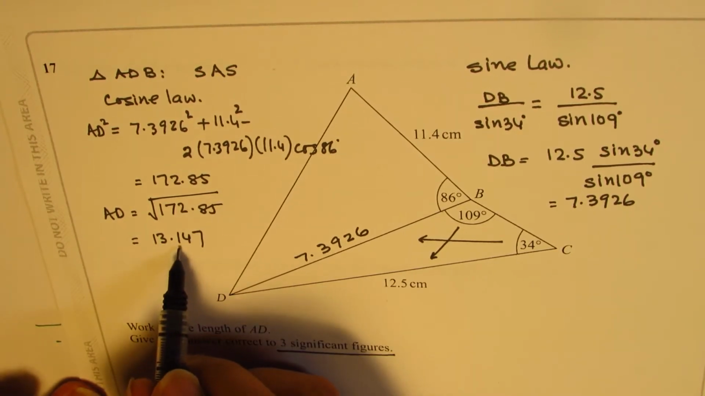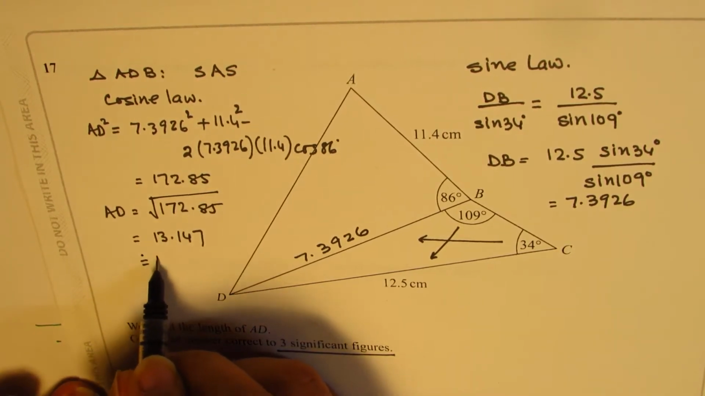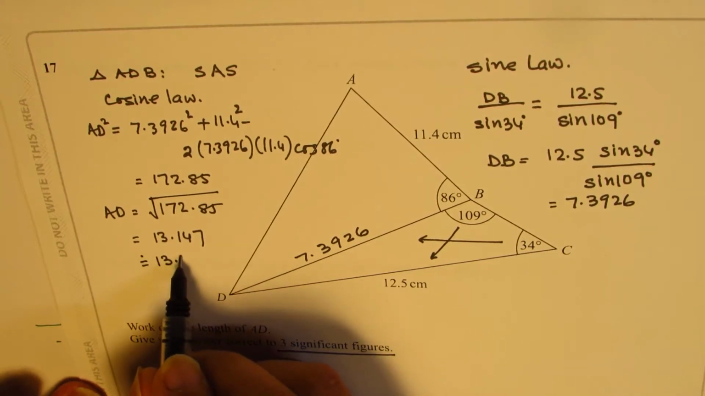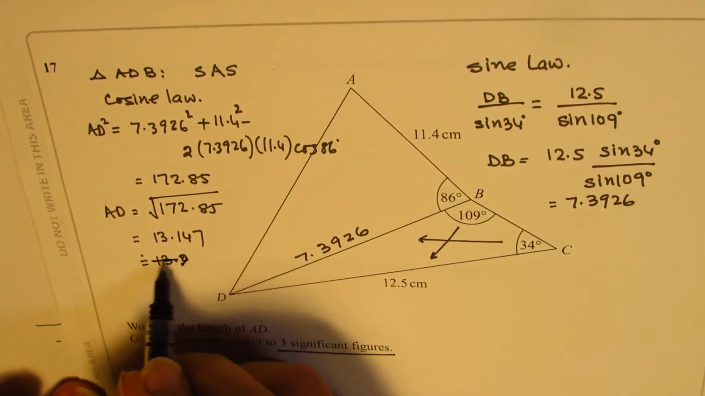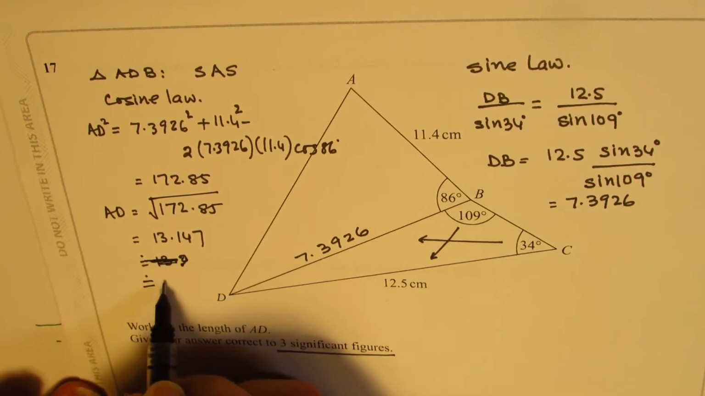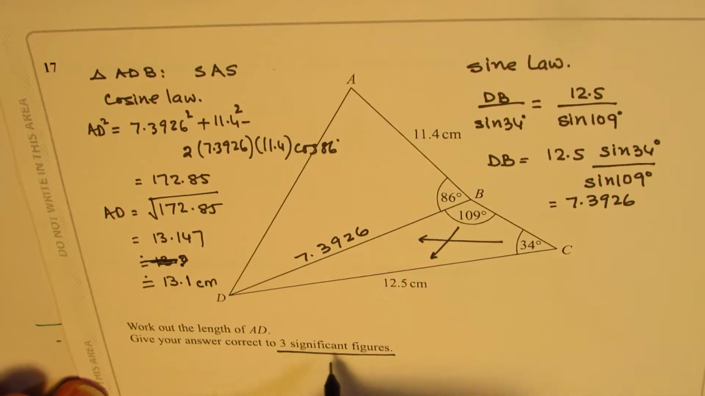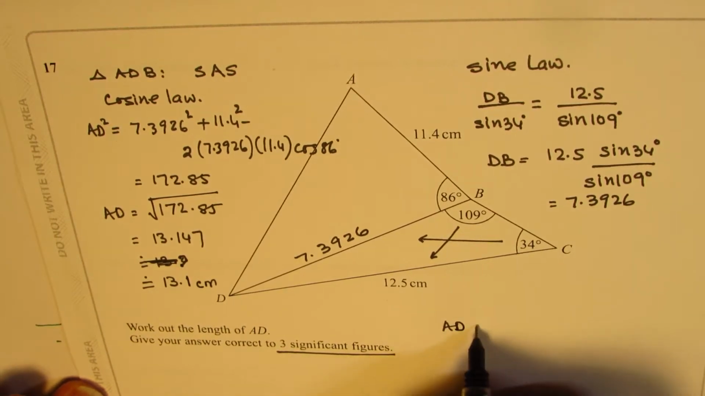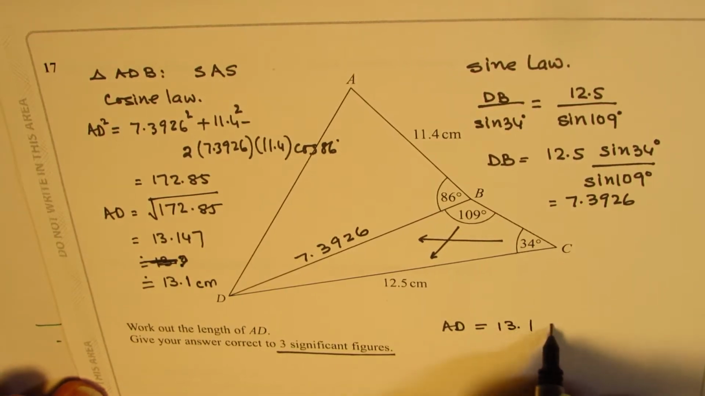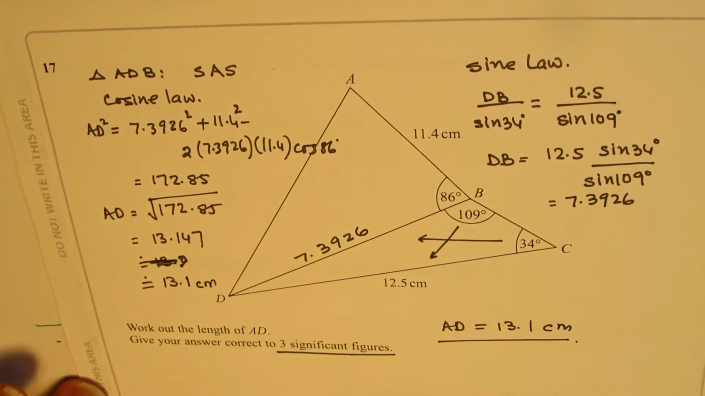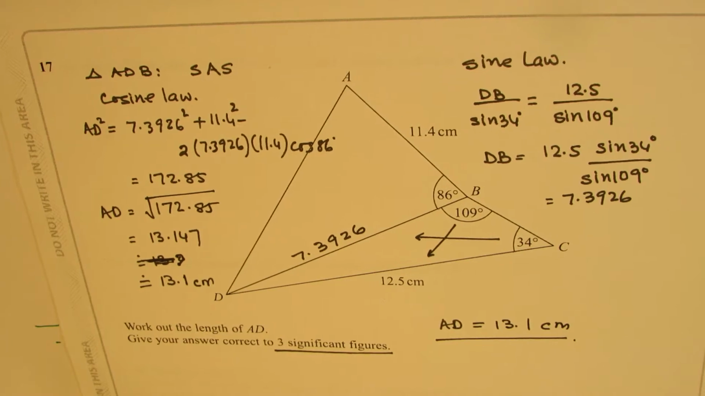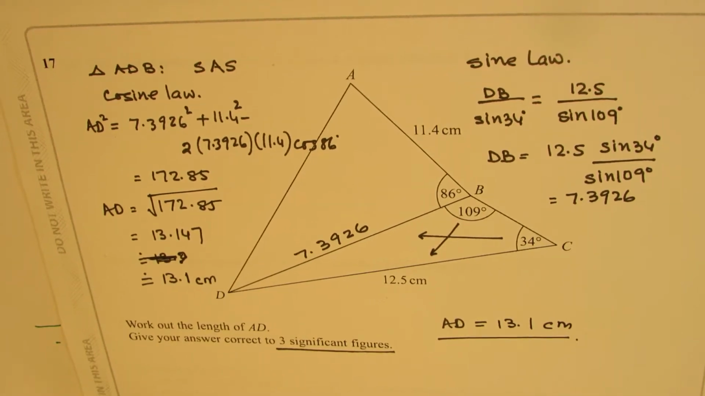Now we have to write our answer to three significant figures. That means we have to round it, so we get 13.1 only. This is 4, so we should write this as 13.1. Units are centimeters, right? So we get our answer as AD equals 13.1 centimeters. Clear? So we have to apply sine law and cosine law to solve this particular question. So basically solve these two triangles, get the length AD. I hope the steps are absolutely clear.